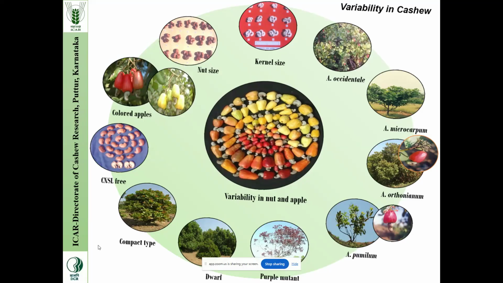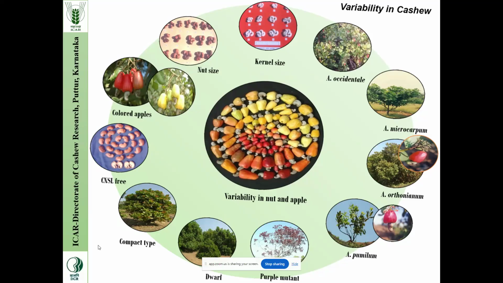Diversity with respect to what? Diversity with respect to nut size, kernel size, apple size, color of the apple, CNSL content, whether it is free, high or medium, canopy structure, plant height, as well as color of the plant. Even one genotype we have is a purple mutant. The entire plant is purple, including the leaf, apple, flowers, rachis, everything. But the kernel we get from the purple mutant is like other cashew kernels, that is, white.